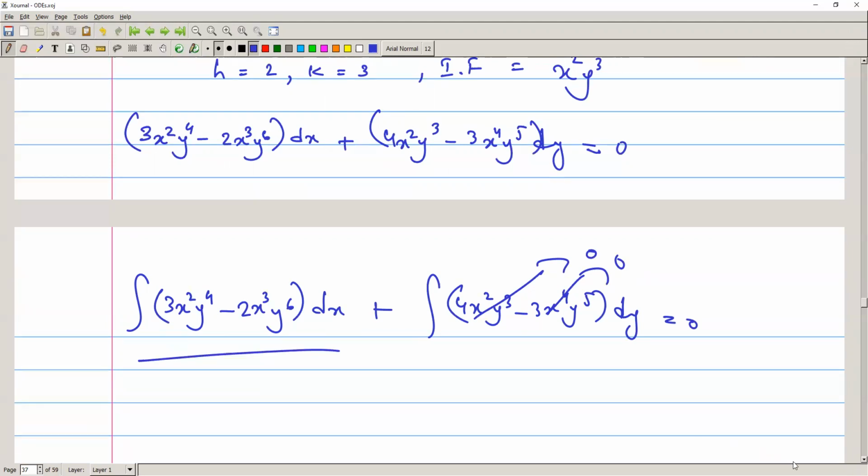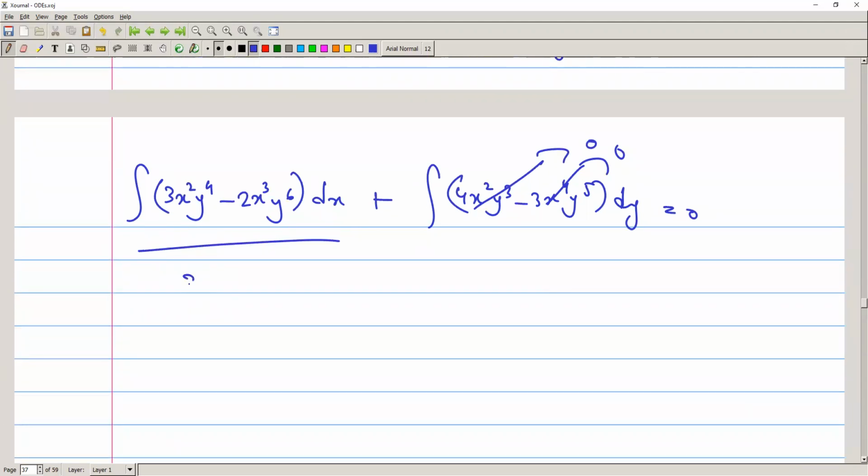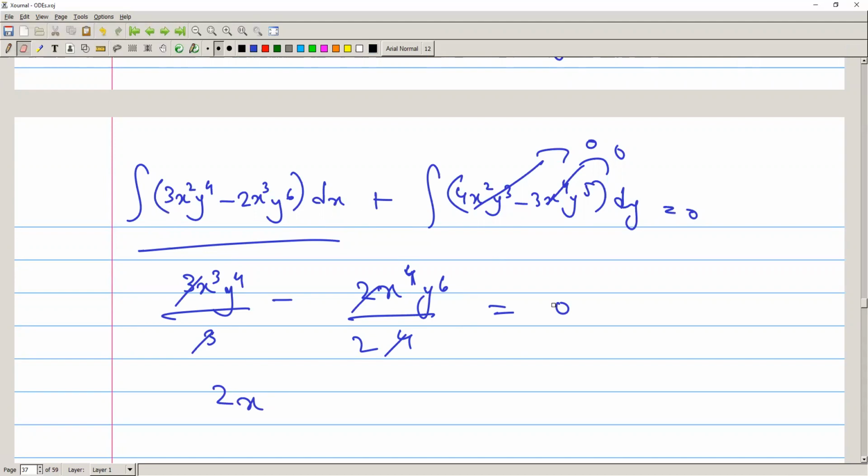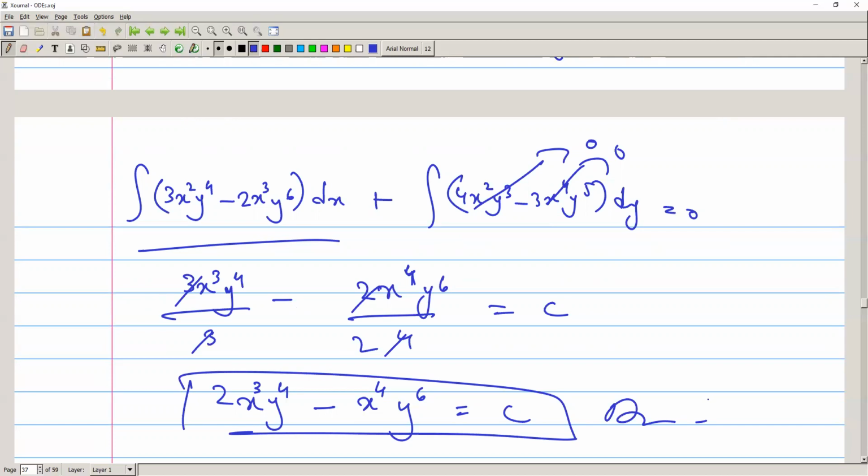So this will become 0, right? So we need to integrate this part keeping y constant. So we will have 3x cubed y to the power 4 over 3 minus 2x to the power 4 y^6 over 4 is equal to 0. 3 and 3 cancel, 2 twos are 4, and so we will get 2x cubed, and here we will get c, constant of the integration. So 2x cubed y^4 minus x^4 y^6 is equal to c. This is the answer for this problem.